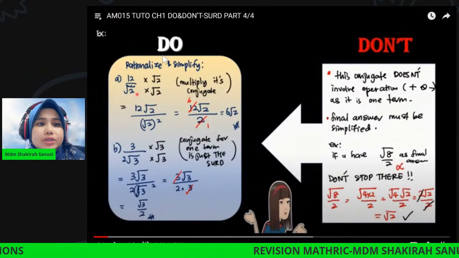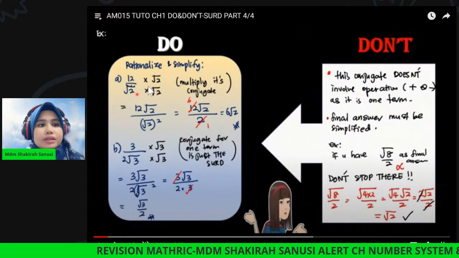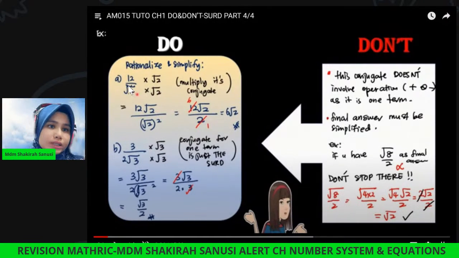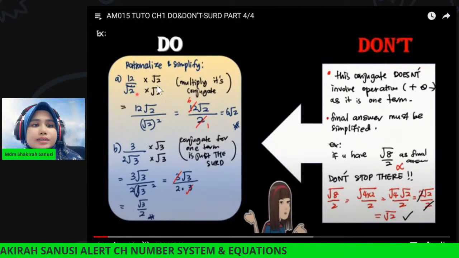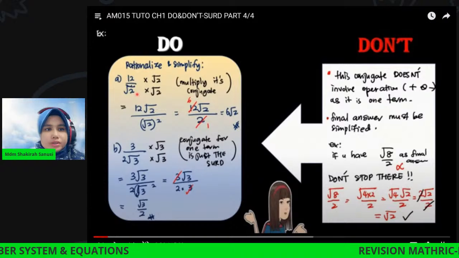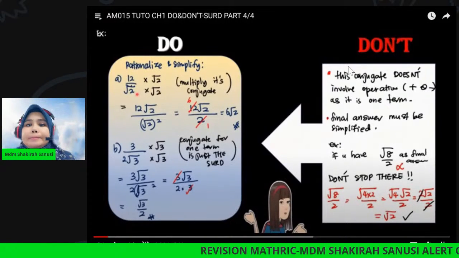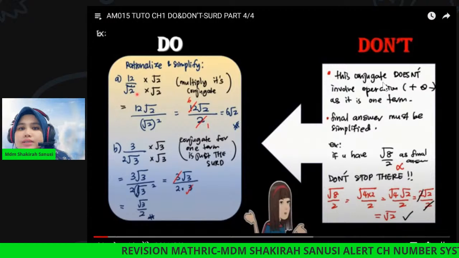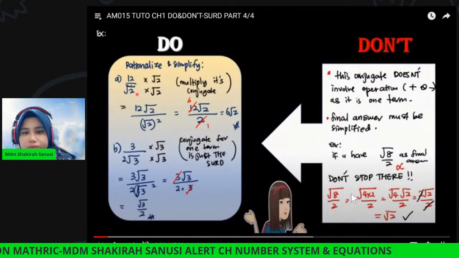Alright, so next kita apply surd pula. Tadi kita dah belajar. Okay, kita tengok kat sini kita punya surd ada dekat kita punya denominator. So kita kena rationalize, multiply both up and bottom as surd. Okay, so that's what you got for question A and for question B. This conjugate doesn't involve operation, jadi tak ada plus minus lah. Okay, no need for you to worry.